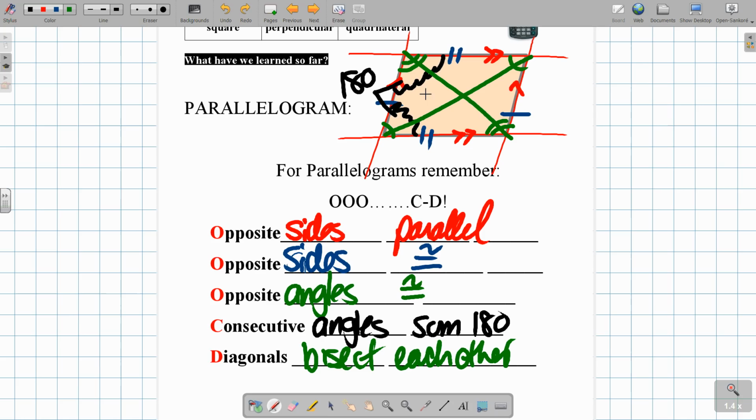And those diagonals, of course, they cut each other in half. That's a midpoint. They do not cut the corners in half in just a parallelogram. So these are the OCD qualities of a parallelogram.